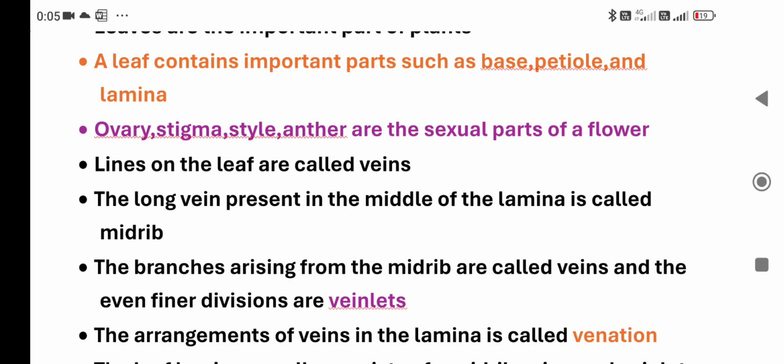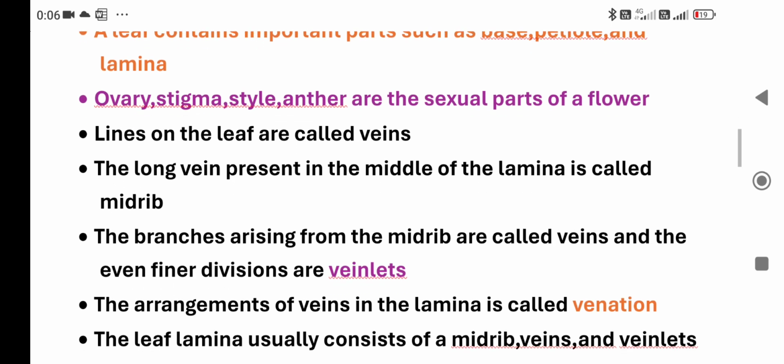Ovary, stigma, style, anther are the sexual parts of a flower. So here these are the sexual parts. Then what are the vegetative parts? Stem, root, leaf. These are the vegetative parts of the plant.